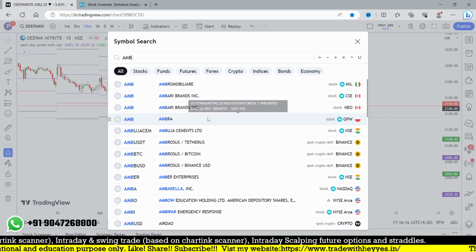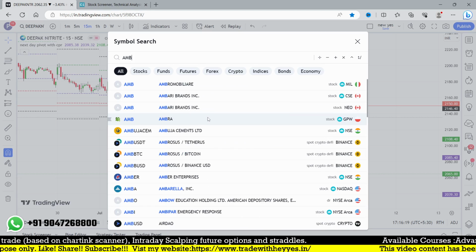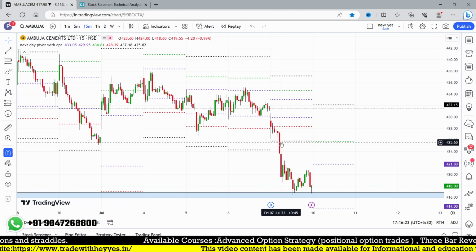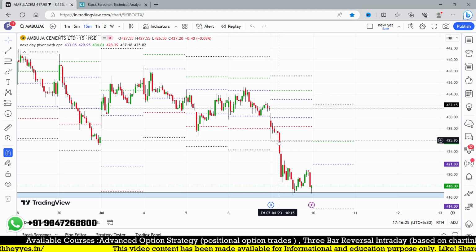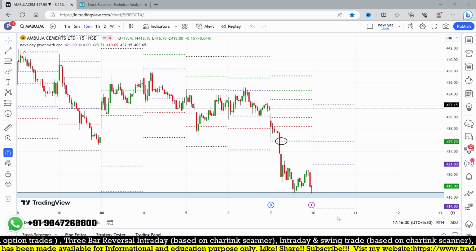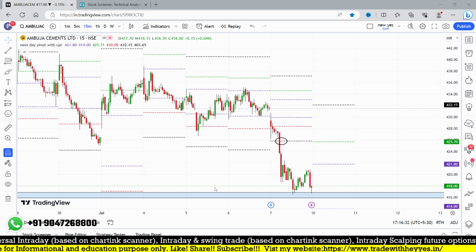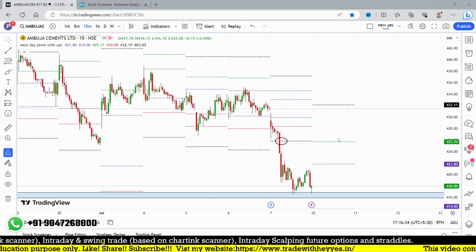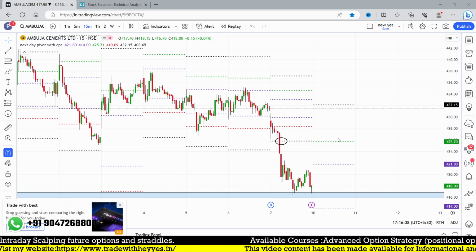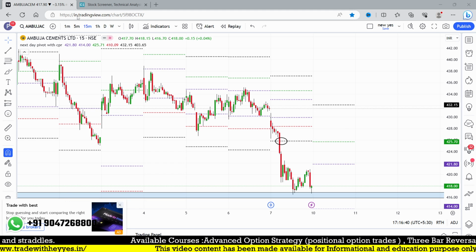So as per our scanner, that was working good and well. Look at this Ambuja Cement, it gave such a breakdown. After L5 is broken, our support 5 is broken, it was such a good move, and it came down. I hope you understood what I'm exactly looking for. Such a stock, if I'm looking for a trade opportunity, that should be my best one.